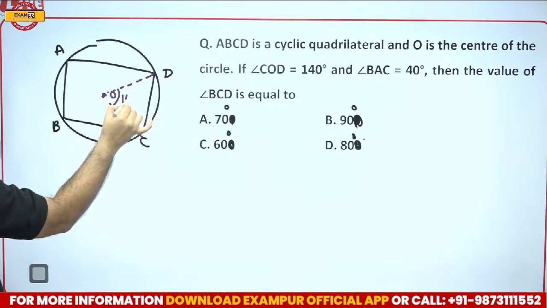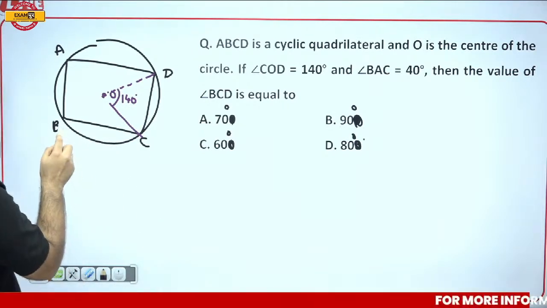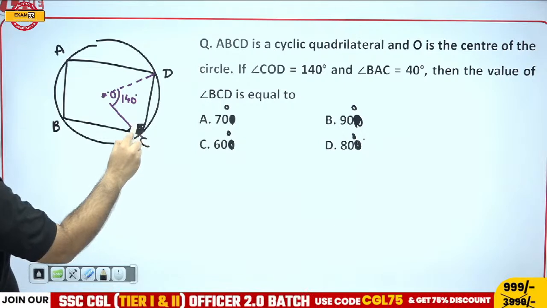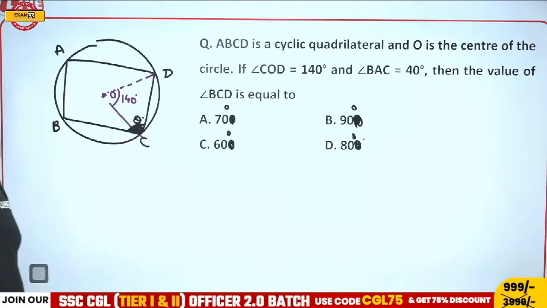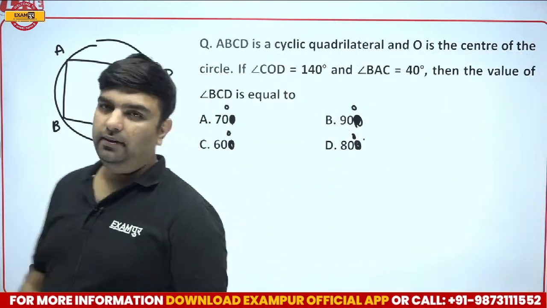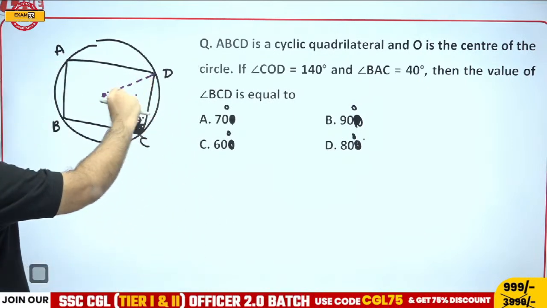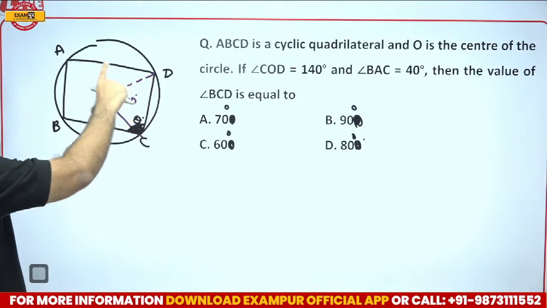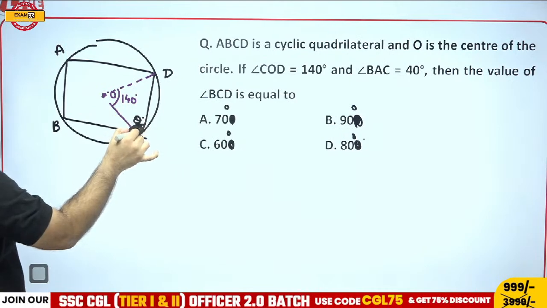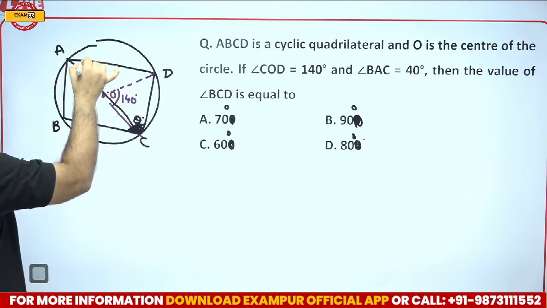COD is 140. What is BCD? This theta angle, this complete theta is required. CD chord at center 140, so at circumference 70 degrees. So if I continue this line, if I make a line CAD, it is 70 degrees.